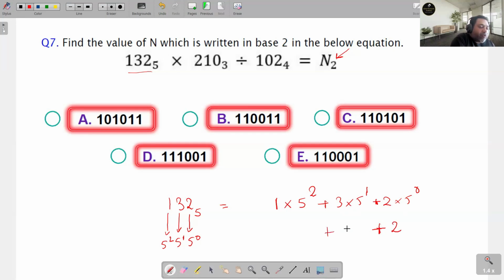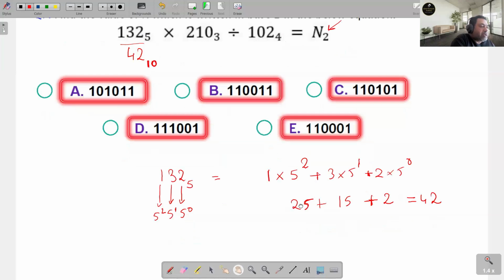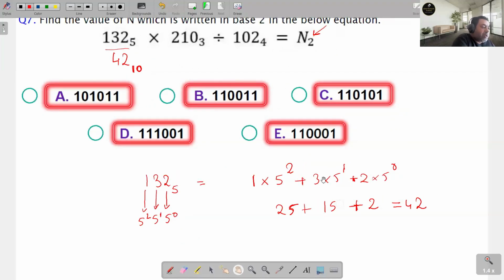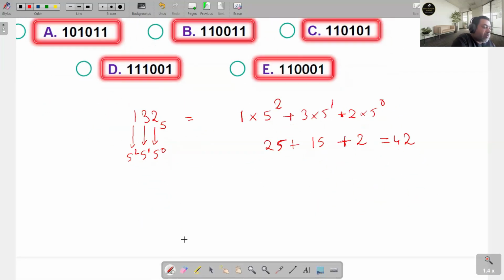So 5 raised to the power 0 is going to be 1 only, so this will be plus 2. This one, 3 into 5 raised to the power 1, will be 15. And this one will be 25. So 25 plus 15 plus 2. This number is basically 42 in base 10. Normally we do not write the base when it is written in base 10, but still I'm writing it just for our understanding: 42 in base 10. Now the second number here, the 210, is in base 3. The same thing we'll do again.